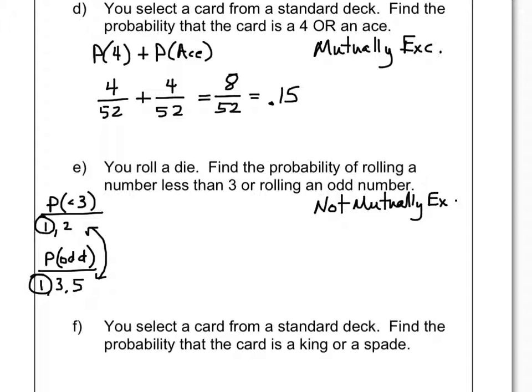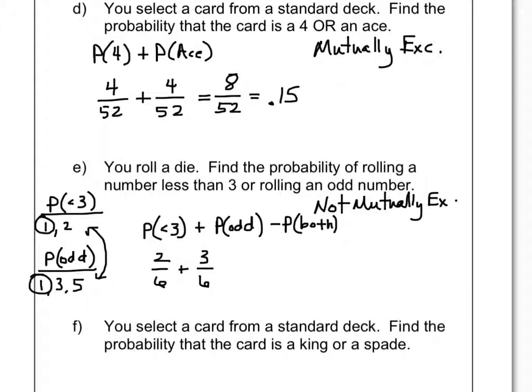So I need the probability that I'm going to be less than 3 plus the probability that I'm going to be odd, and I'm going to subtract the probability of whatever I have in both groups. The probability of rolling less than a 3: I have 2 numbers out of 6 total. I'm going to add that to the probability of rolling an odd number, which is 3 out of 6 total. And I'm going to subtract however many are double counted. In this case, I counted 1 twice, so only one number is counted twice, and I'm going to subtract 1/6.